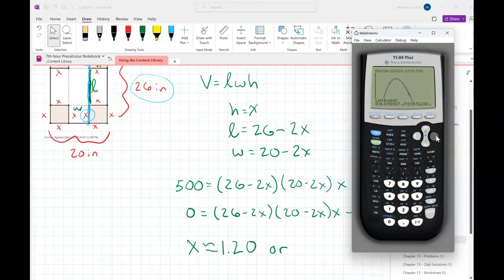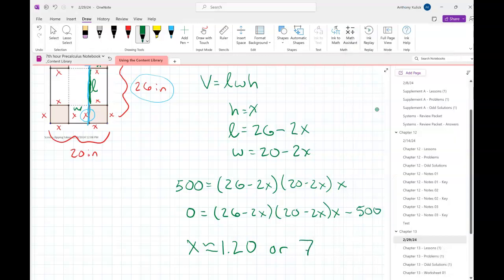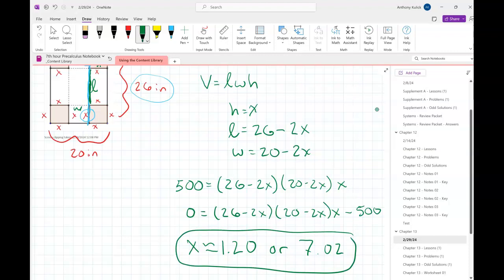Looking for that other one. That's probably fine. Press enter. Oh, it's negative now. Press enter. And 7.02. Sound good? Everybody happy? Not so bad, right? Let the calculator do the heavy lifting for us.